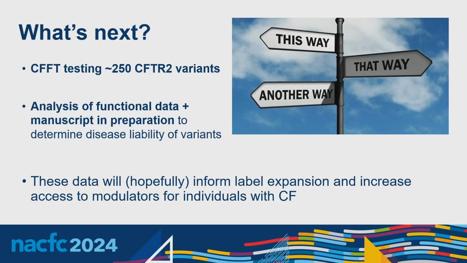So what's next with this? The CFF therapeutic lab is actually continuing to test another 250 or so variants. That was a list from the new CFTR2 data set. We are underway with analysis of the functional data generated here and preparing a manuscript that's going to describe how we can use these functional results to interpret variants on CFTR2. So I'm hoping in the next year we'll have another batch of a couple hundred that can be interpreted using this data. And then, obviously, these data hopefully will inform at least conversations with providers, but maybe also label expansion. Again, not something the authors here can do, but now the data's out there, and increase access to modulators for individuals with CF.